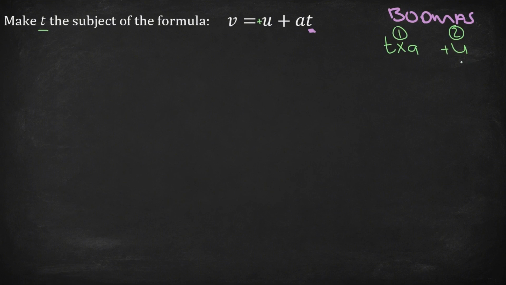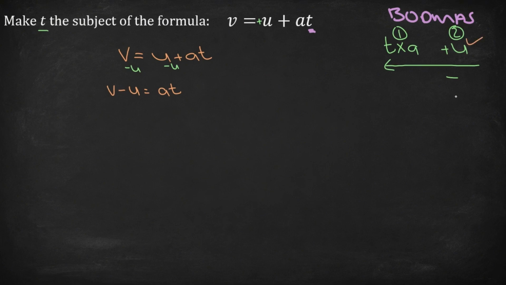Now to make t the subject, we undo these operations in the reverse order using inverse operations. Let's rewrite this formula first. So first I'm going to undo this u by moving it to the other side of the equation. And because I'm adding, I have to do the inverse operation, which is subtracting. So I'm going to subtract u on this side, and what you do on the one side, you have to do on the other side. That will give us v minus u equals a multiplied by t.